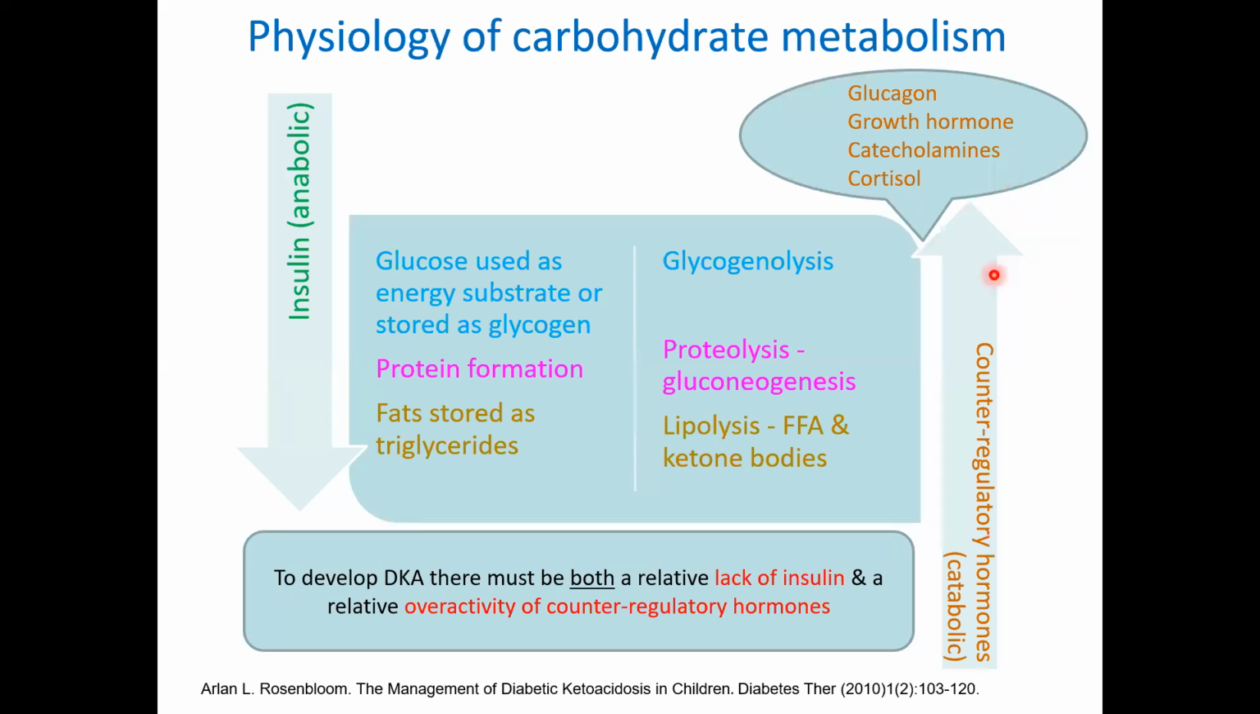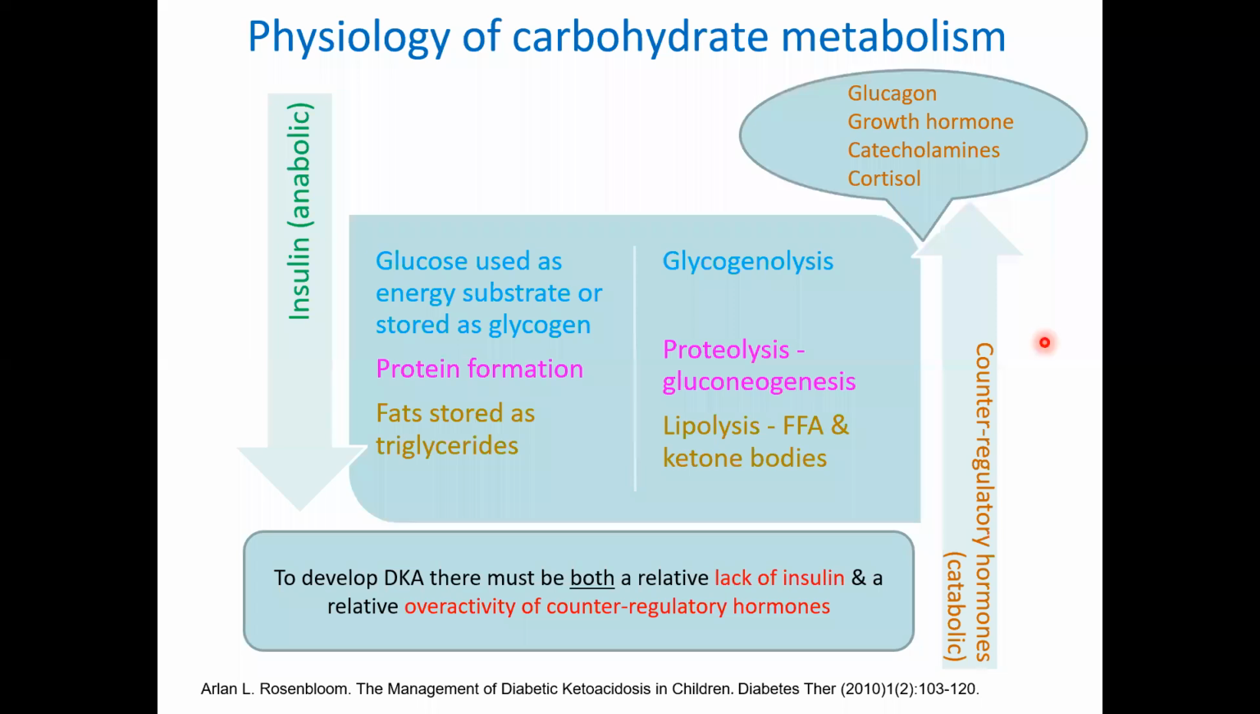So what does insulin do? Basically, insulin is important for the utilization of glucose. It promotes use of glucose as an energy substrate, and it promotes its storage as glycogen. In addition to that, it promotes protein formation and also storage of fats as triglycerides. Now, the counter-regulatory hormones do exactly the opposite.